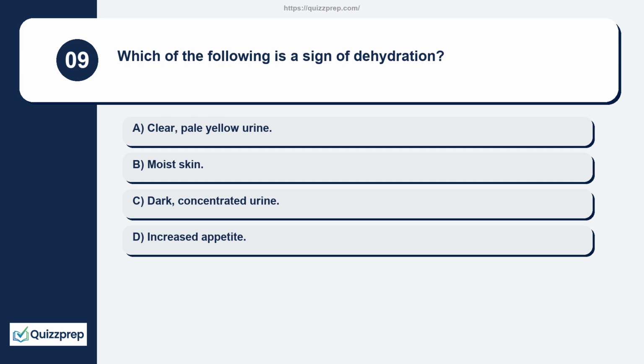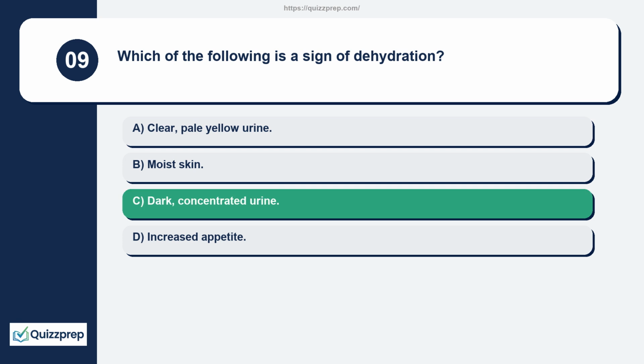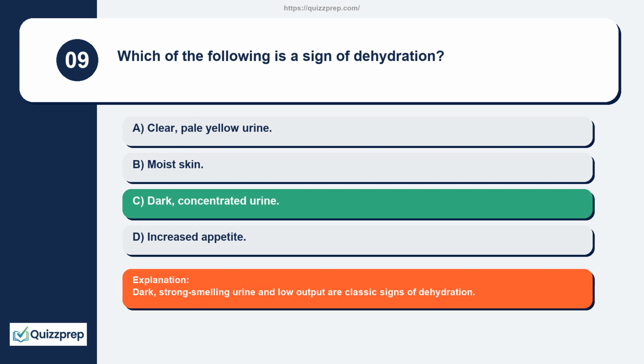Question 9. Which of the following is a sign of dehydration? Clear, pale yellow urine, moist skin, dark, concentrated urine, increased appetite. Dark, strong-smelling urine and low output are classic signs of dehydration.